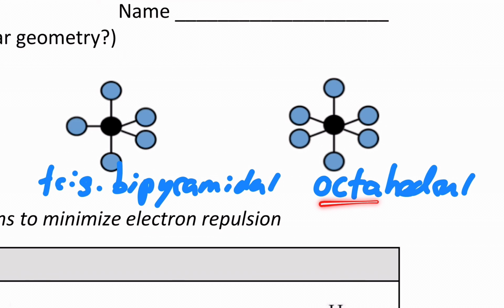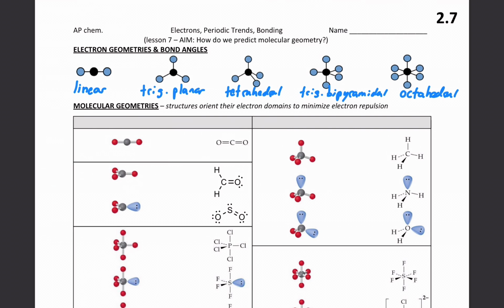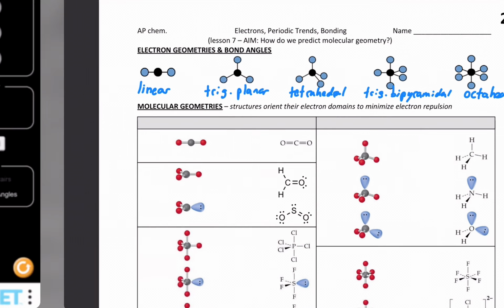Even though octa might make you think of 8, it's octahedral with 6 because if you connect all of the atoms that are bonded to that central atom, you get an 8-sided figure, which is called an octahedron. So that's where the names come from. Those are the parent electron geometries.